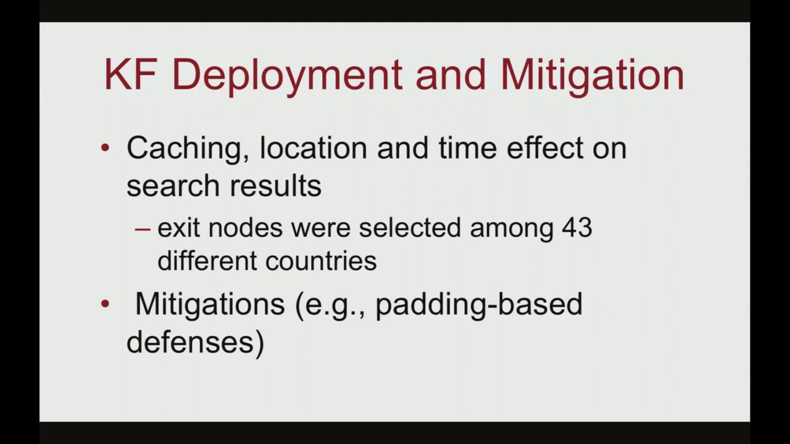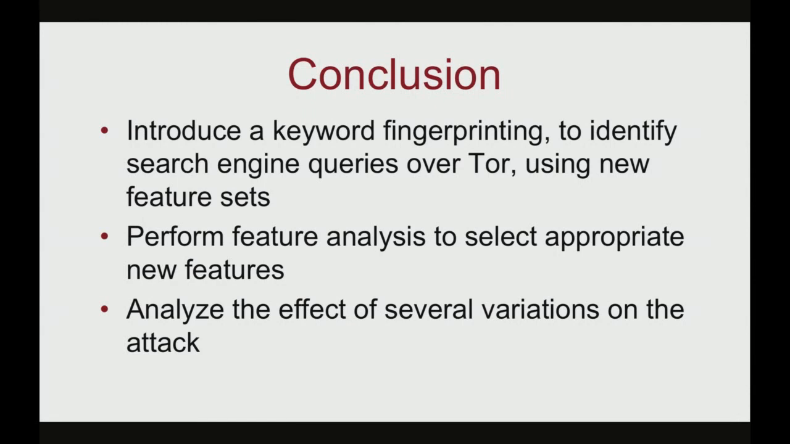Also, for the mitigation, we evaluated keyword fingerprinting under different website fingerprinting defenses. Still, padding-based defenses also degrade the keyword fingerprinting, but at the cost of a huge amount of bandwidth. So for conclusion, we introduced a new application of traffic analysis, which is keyword fingerprinting, and we investigated the different feature sets using a statistical method. Actually, we used the Kruskal-Wallis H test. For details, you can check it in the paper. And we also analyzed what kinds of variations we should consider for this new application, for example, different search engines and different Tor browser settings.